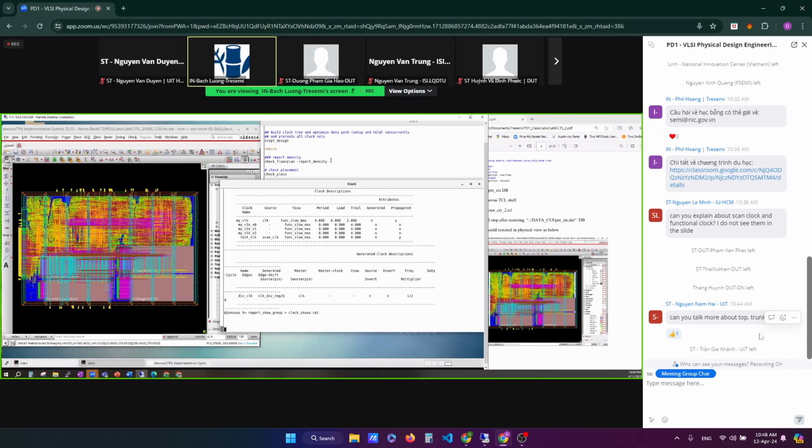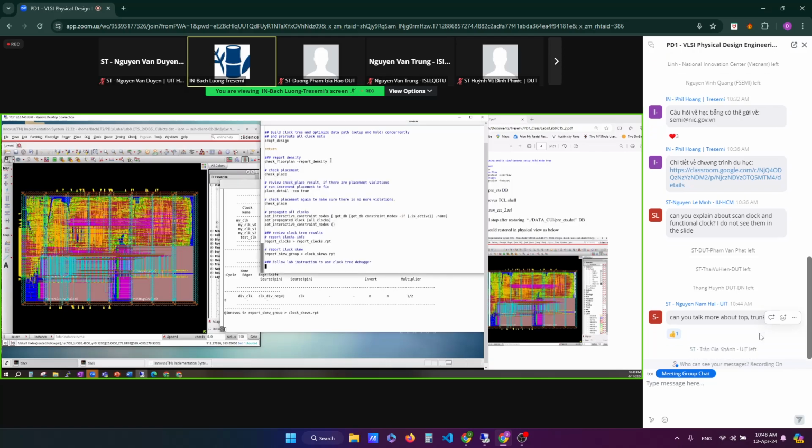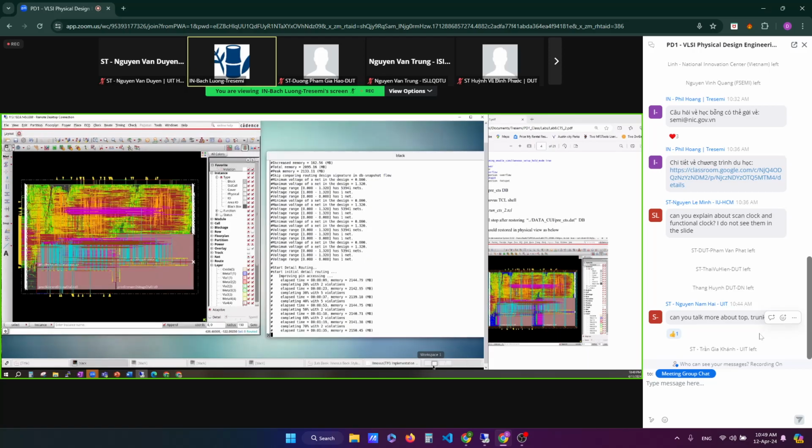Okay, this seems to hang. Let me go back to the other DB, see if I have better luck. It's still running. It's routing the clock tree. So okay, let me go back to the other one.